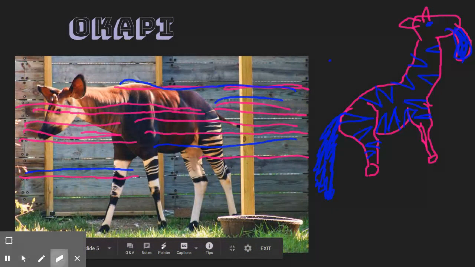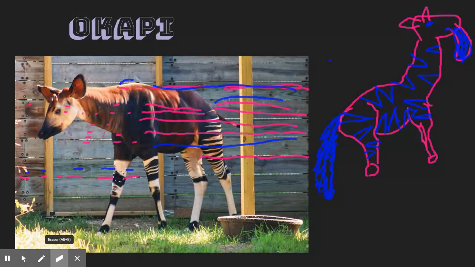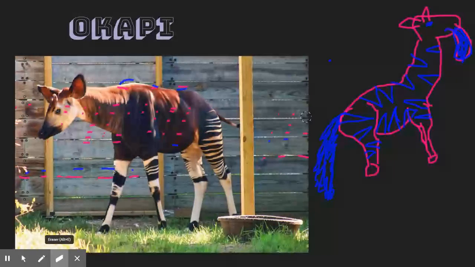Look at all these lines I need to erase. Oh, it's like a reveal. This is what an okapi looks like. Look at that thing. It's so crazy looking, but I thought it was going to look goofy.